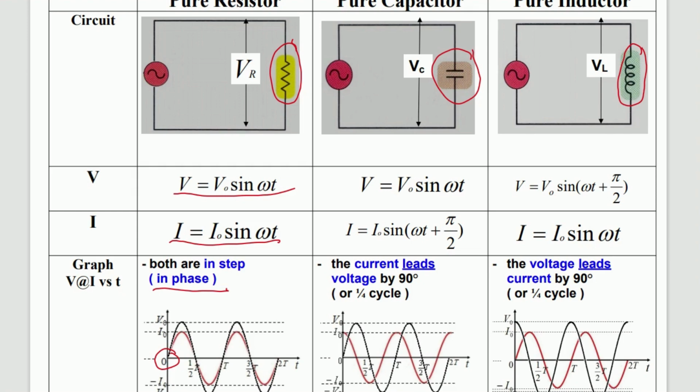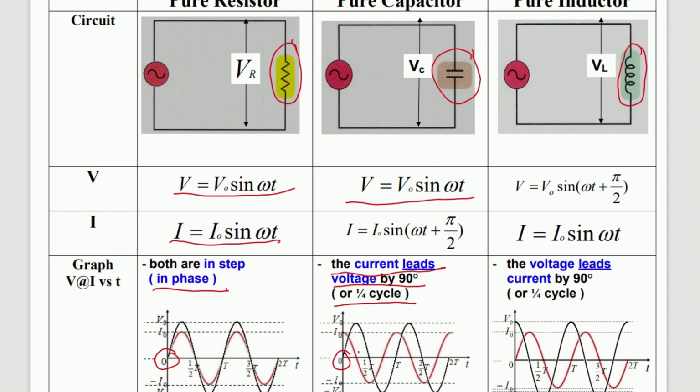Now look at the pure capacitor. In the pure capacitor, the current leads the voltage by 90 degrees or 1/4 cycle. The current starts first and then is followed by the voltage. When they ask you to build up the equation, as we can see here, the voltage starts from 0, so we just use the usual equation: V equal to V naught sine omega t.